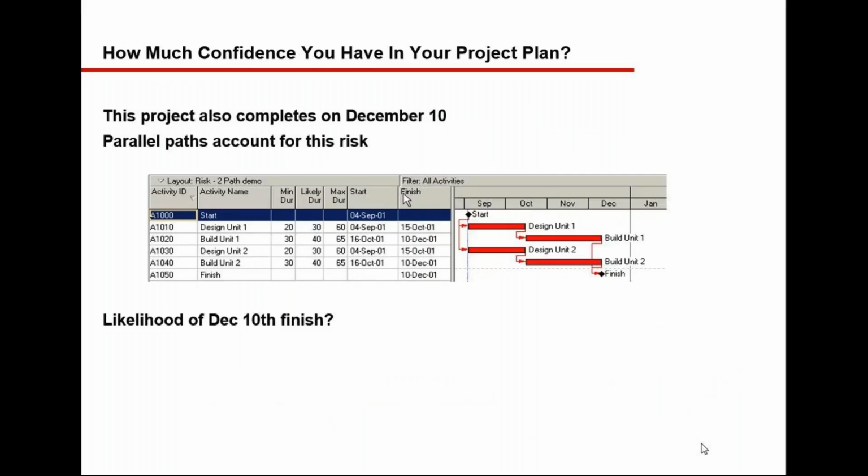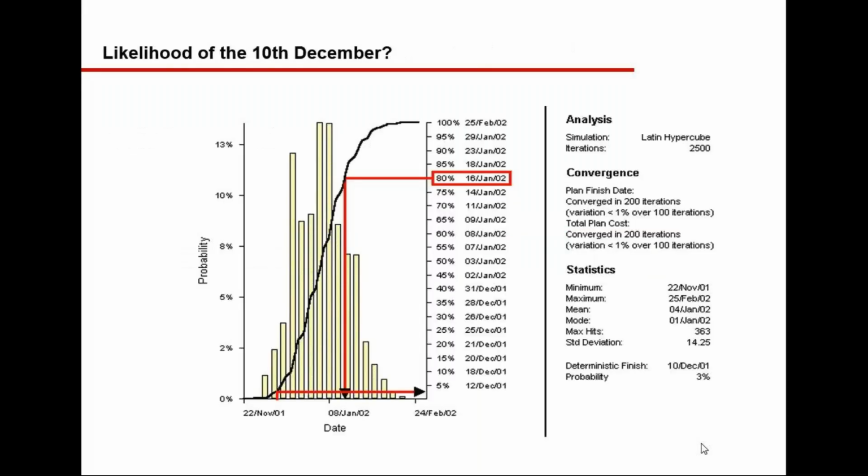Let's take another project which has two parallel paths, and both are similar, both completing on 10th December finish. When we run the analysis on this, the probability of completing the project on 10 December is only 3%, which means risk gets compounded, right? Okay.